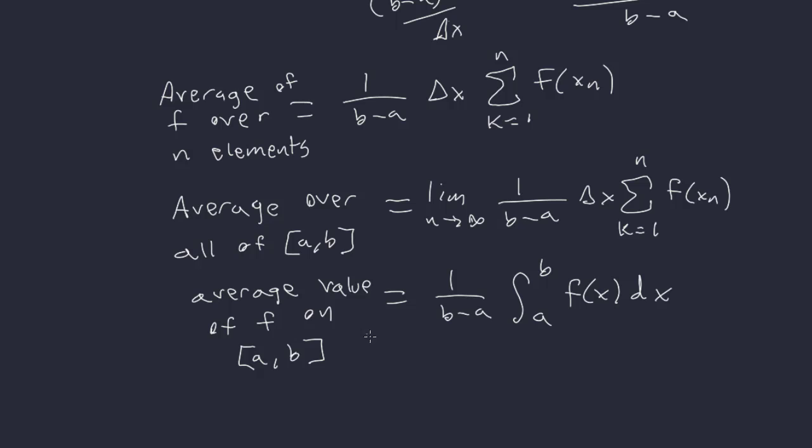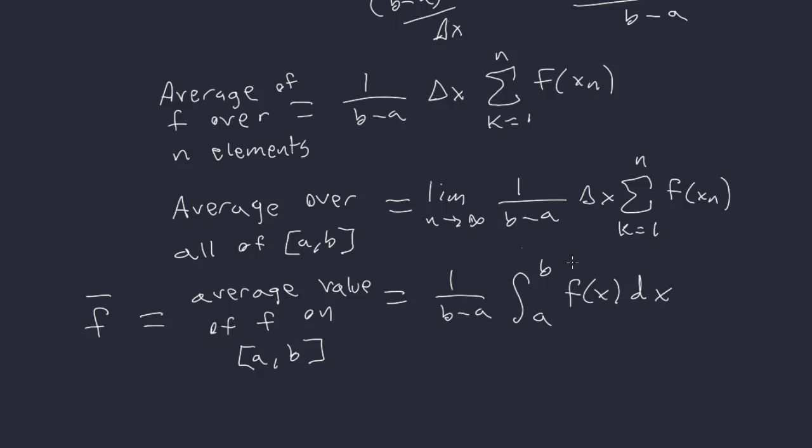So that's the average value of f on a to b, and this is often notated as f bar, at least that's what the book uses. Basically, if you take the definite integral of a function over an interval and divide by the length of that interval, that's the average value of f overall.